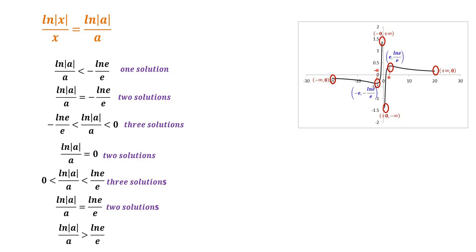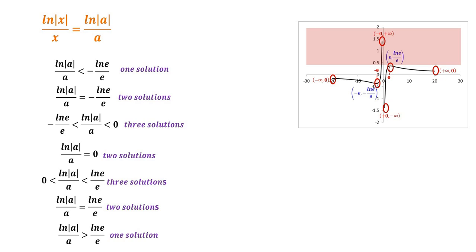And when ln absolute a over a is greater than ln e over e, so it's greater than this level, it's in this area. So there will be 1 intersection on the left side, on the negative side, in this area. So there will be 1 solution.